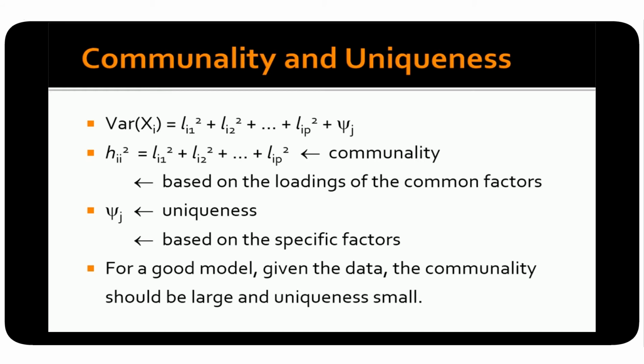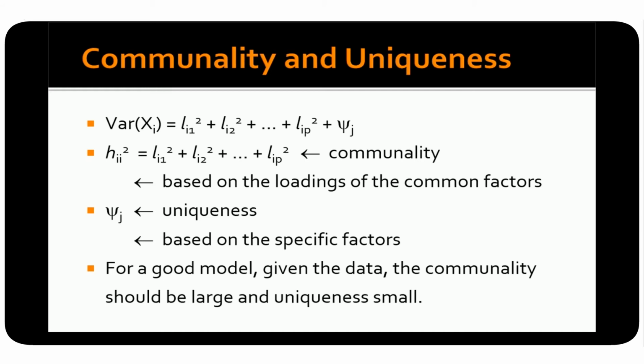Communality is what we'll be more interested in rather than the uniqueness, and if we have a very good model where the common factors explain a majority of the variable, then we would expect that the uniqueness would be small and the communality would be the larger part of the variability.